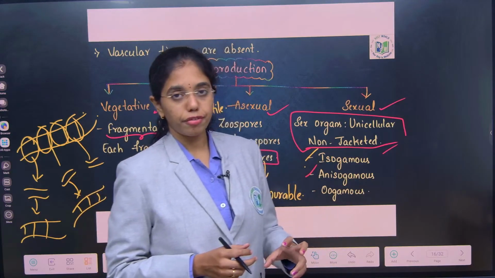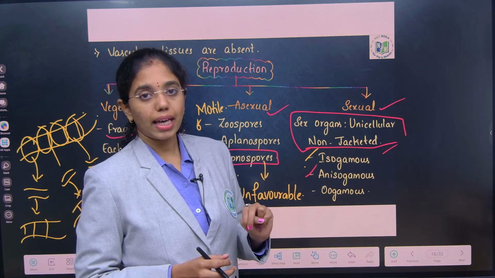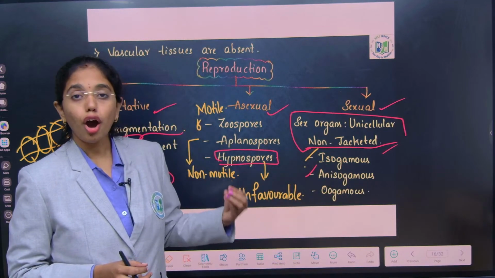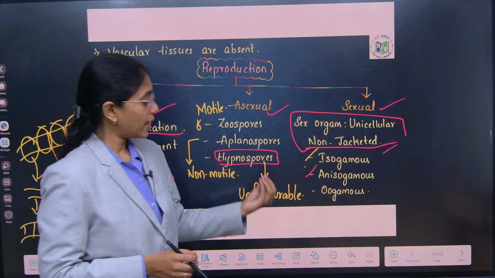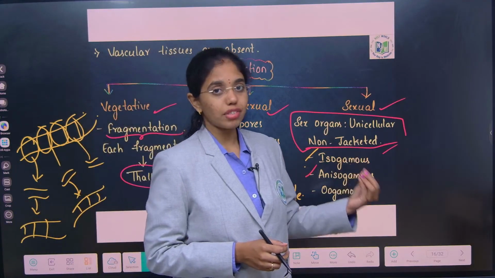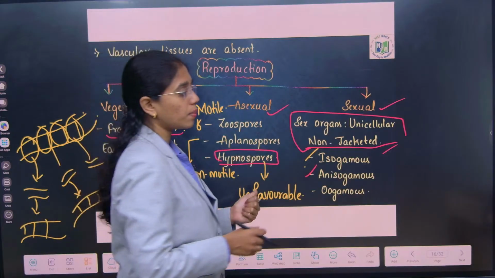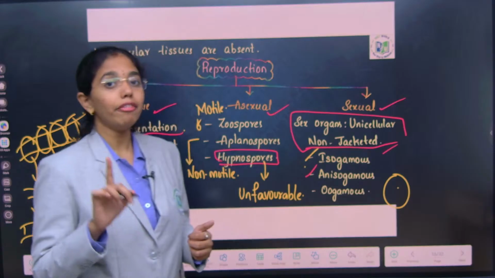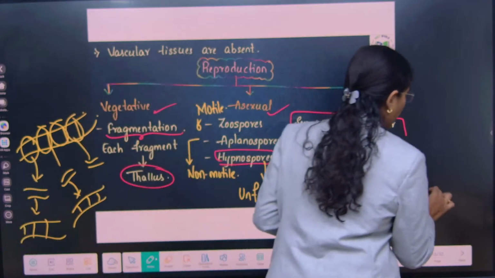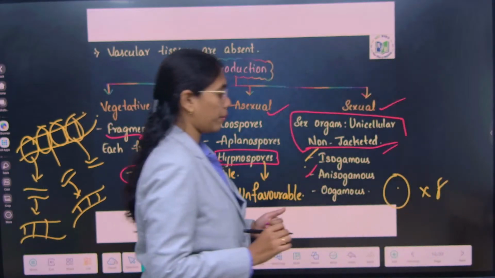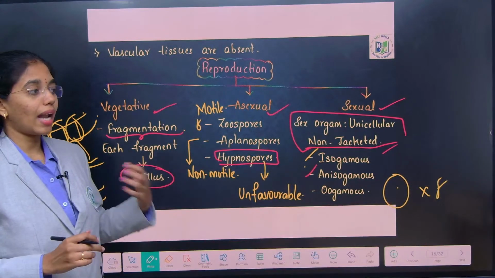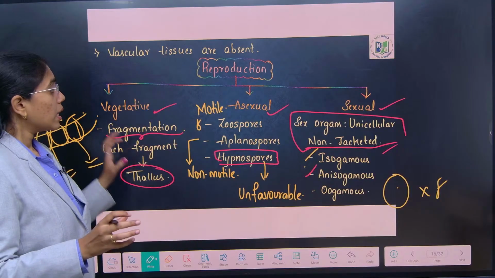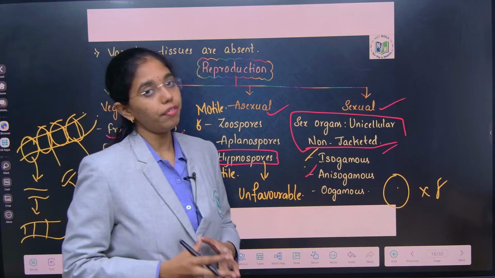Anisogamous, if both the male and female gametes are different in their structure or different in their physiology, they are of anisogamous mode of sexual reproduction. Oogamous mode of sexual reproduction includes one large non-motile female gamete and one small motile male gamete. These are three different modes of reproduction.